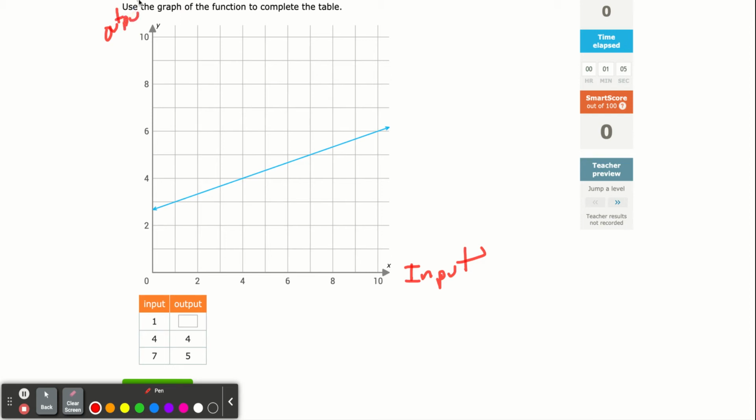So when it gives you a 1, you go to 1, and then you look up until you find the graph to find its corresponding Y value. And that's what you would type in right here, which is 3. That gives you everything else filled in.